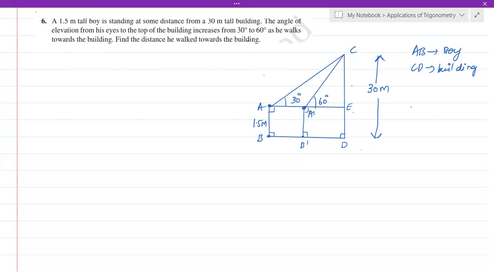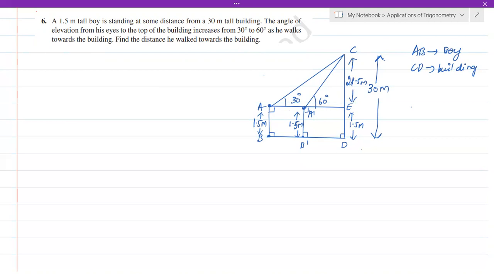Now, AB is the person and A dash B dash is the same person. So AB is 1.5, then A dash B dash will also be 1.5 meters. Similarly, it is very obvious ED will also become 1.5 meter using the rectangle property. Therefore, CE will become how much? 30 minus 1.5. So it becomes 28.5 meter.